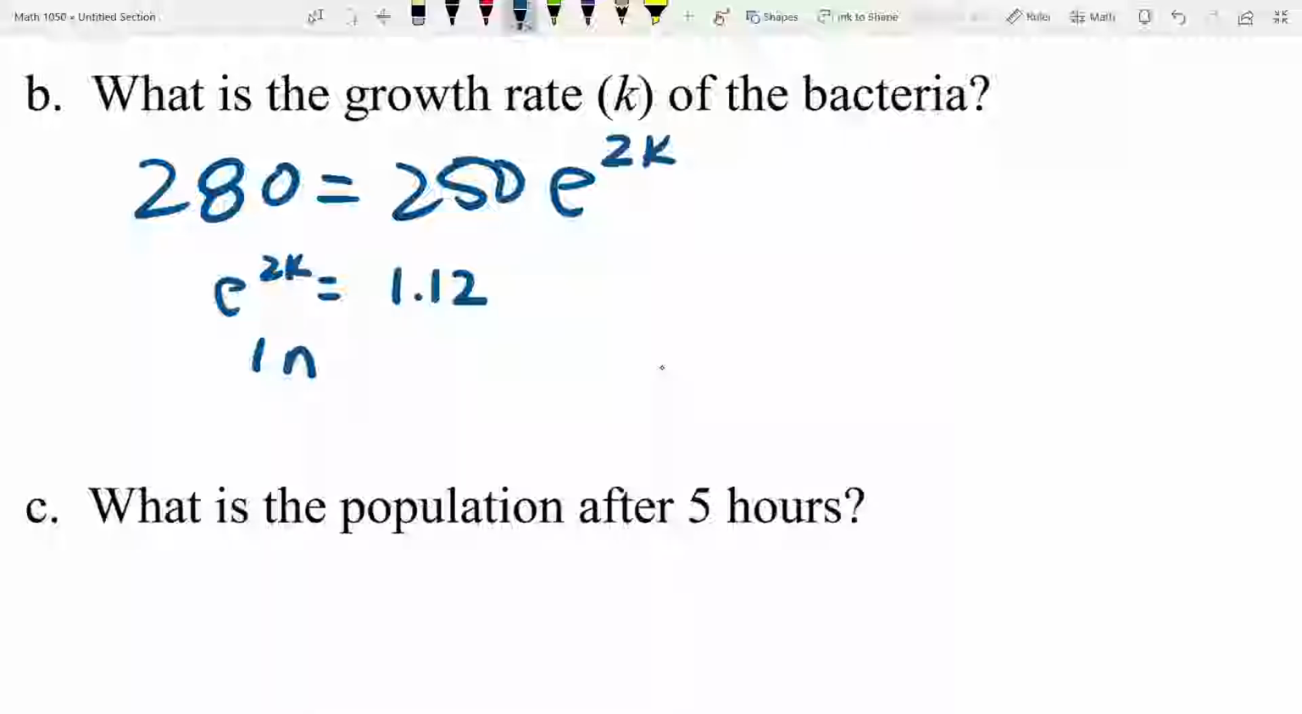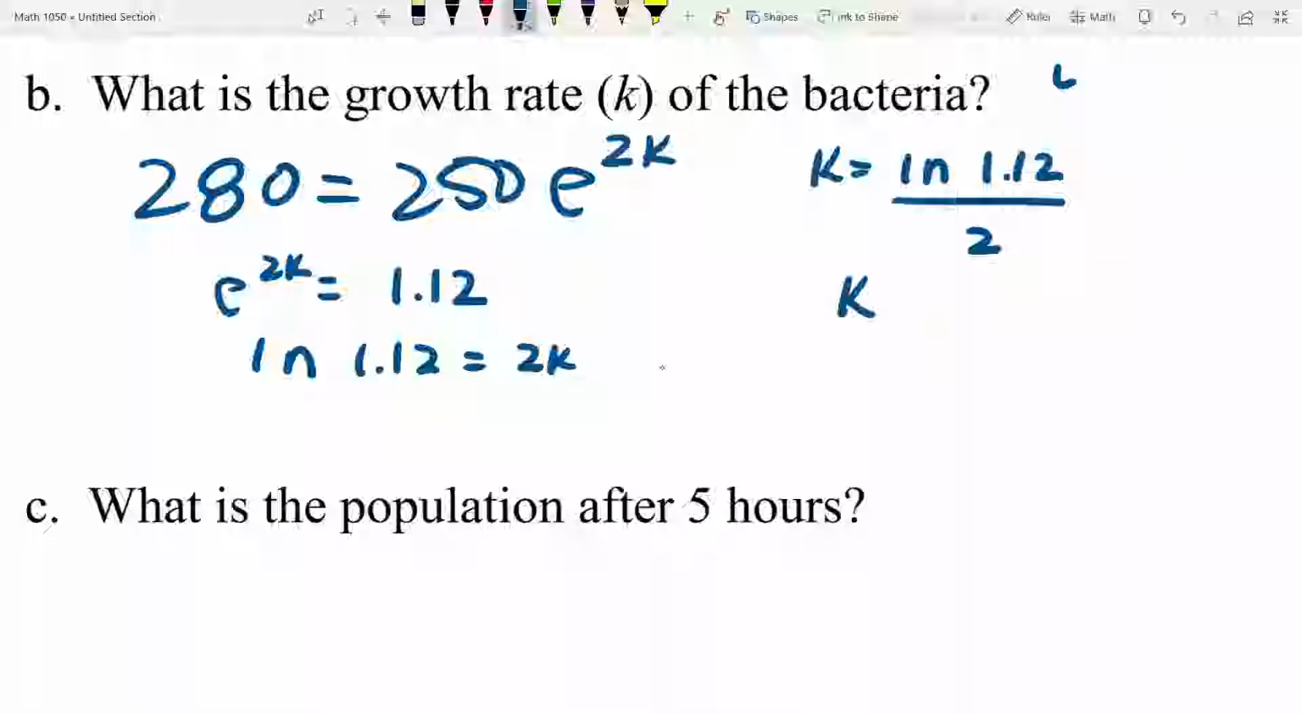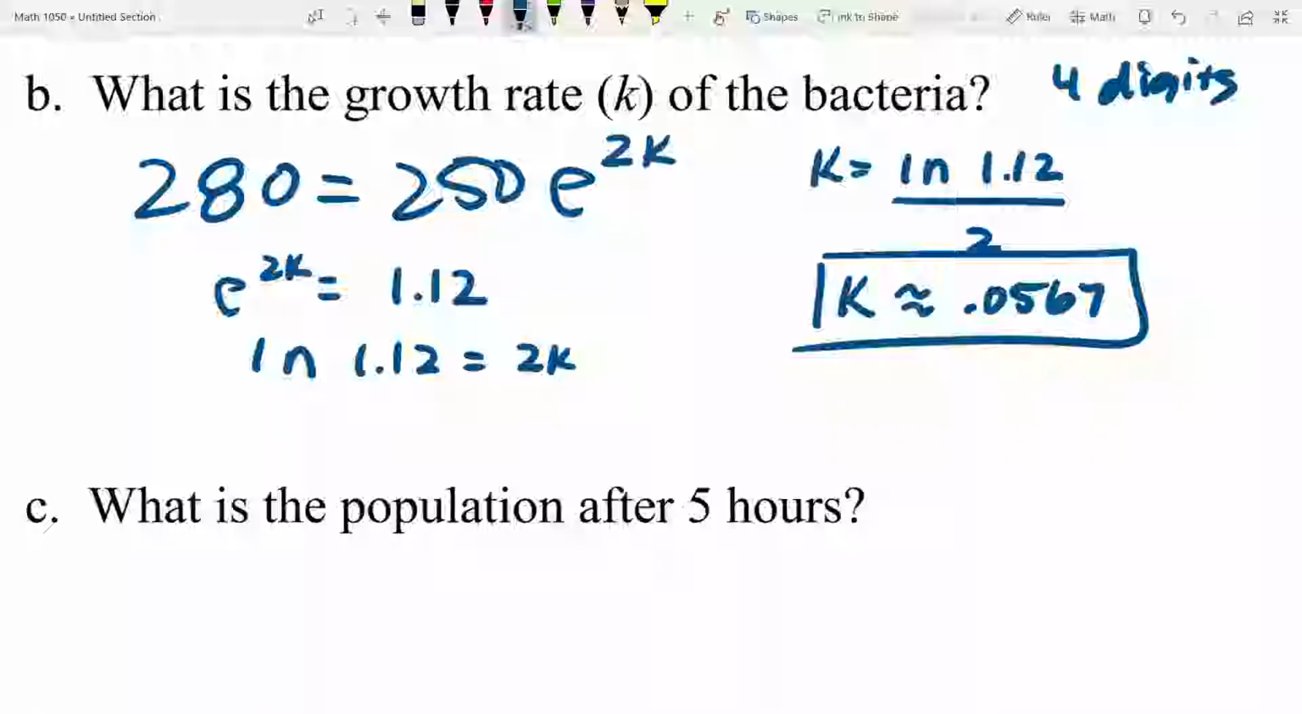Log base e of 1.12, which is ln 1.12, is equal to 2K, and then I divide, and I get ln 1.12 divided by 2. Now you have to listen carefully. Everybody go ln 1.12, close it off, divided by 2, and hit enter. And you get K, let's say the directions said to go 4 digits, K is approximately 0.0567. That's the end of part B.